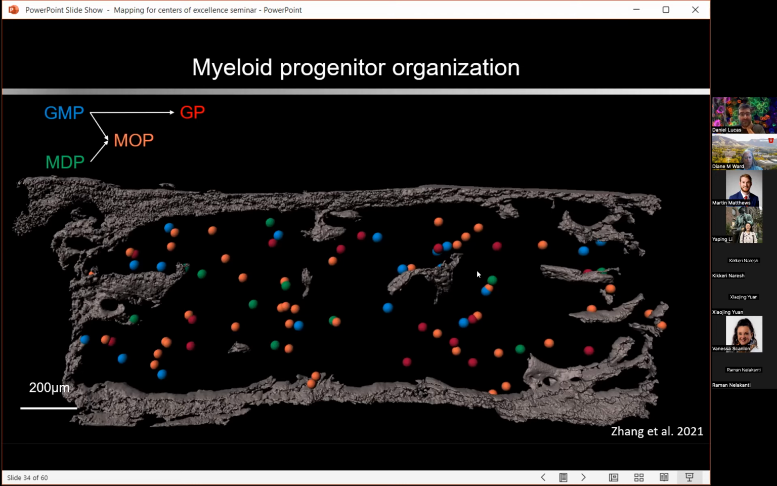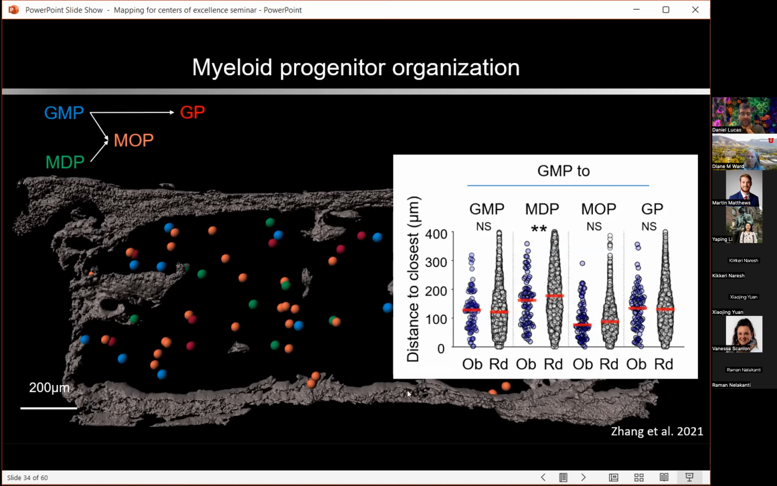I hope that you can see that all of these cells are found as single cells, evenly distributed through the marrow, right? Telling us that we can image any region of the marrow and we are going to find these cells at the same frequencies. And we can measure the distance between them. So for example, the distance from each GMP to the closest GMP, MDP, monocyte progenitor or granulocyte progenitor is in most cases no different from random, with the exception of MDP, which is maybe a little bit closer when you run these very large simulations. But these cells are still hundreds of microns away on average.